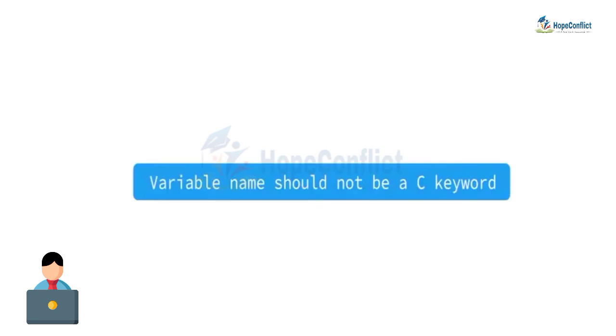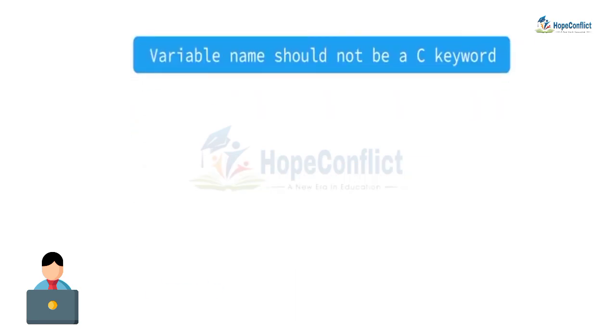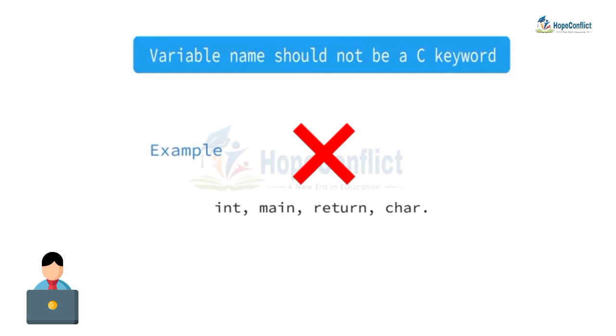And another important thing is that a variable name should not be a C keyword. For example, int, main, return, char, etc. We cannot use these words as a variable name. These are reserved words. They have a special meaning. So we should not declare a keyword as a variable name.